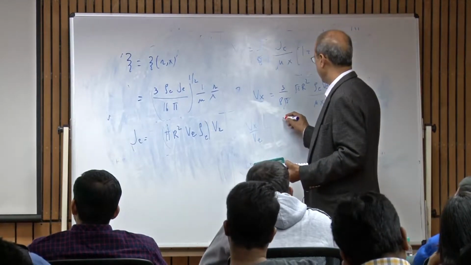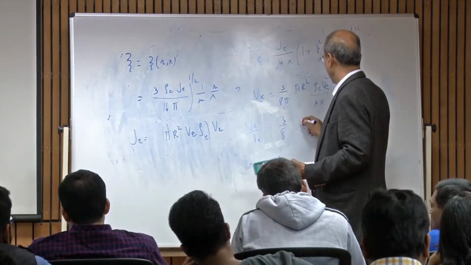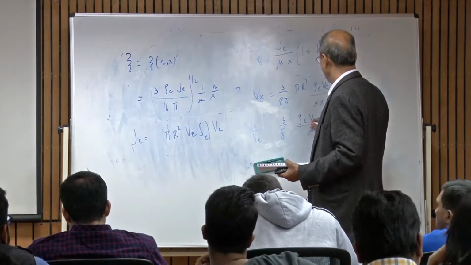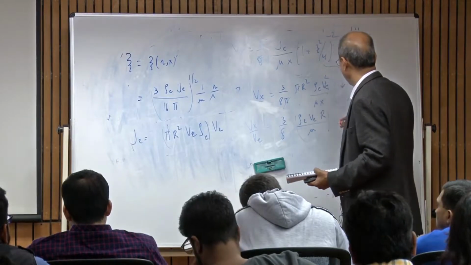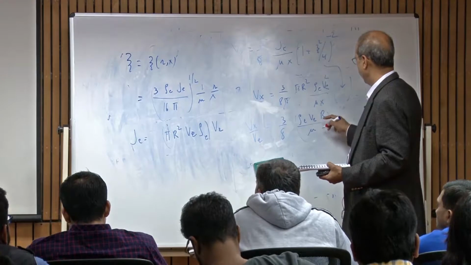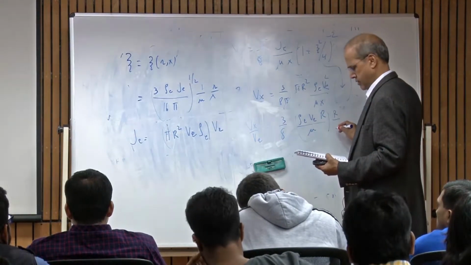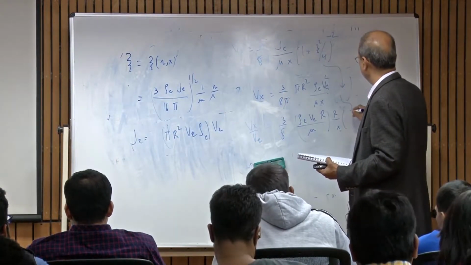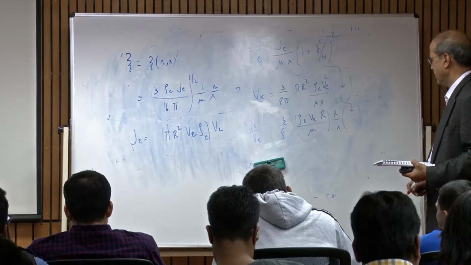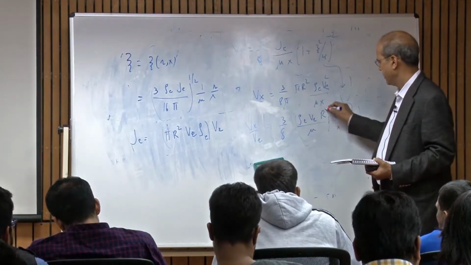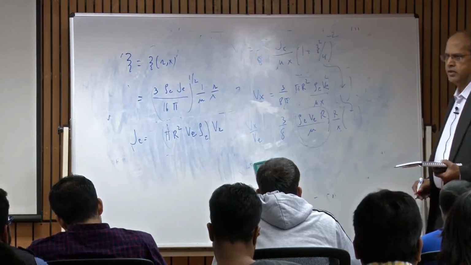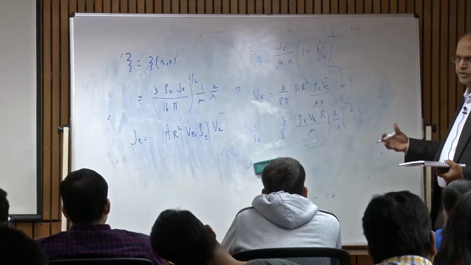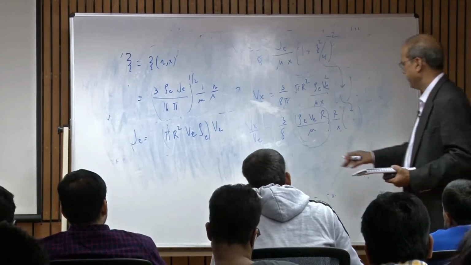So what is left? 3 over 8, rho e Ve r over mu. Then there's one more r. Let me make sure. Yeah, r over x, and then this term. Now we can recognize this ratio. That's the Reynolds number. So the Reynolds number appears explicitly then.